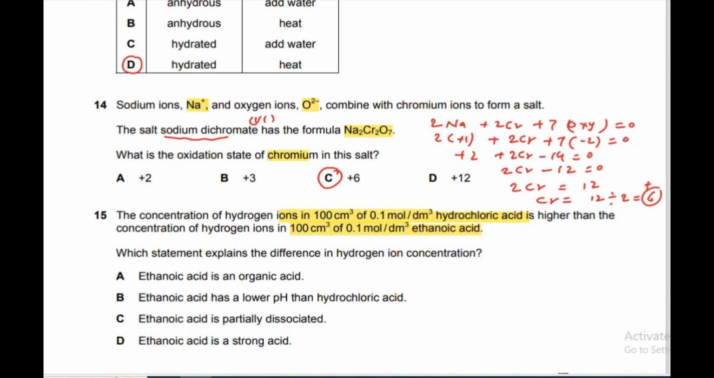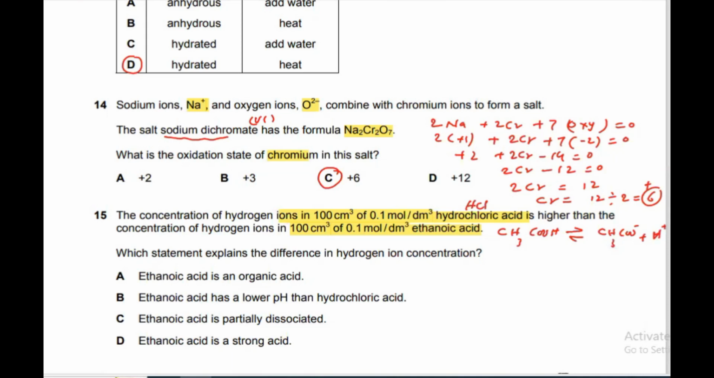The concentration of hydrogen ion in 100 cm³ of 0.1 mol/dm³ hydrochloric acid, this is a strong acid, is higher than the concentration of hydrogen ion in the same volume and same concentration of ethanoic acid. So this is ethanoic acid. Hydrochloric acid is a strong acid which completely ionizes in an aqueous solution. So its degree of ionization is 100%. Ethanoic acid is partially ionized, so if you have the same number of moles, that will produce fewer H+ ions.